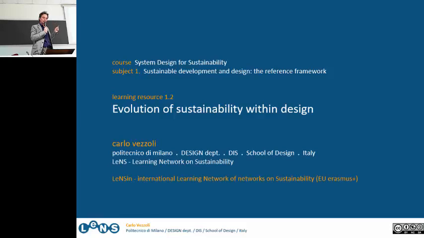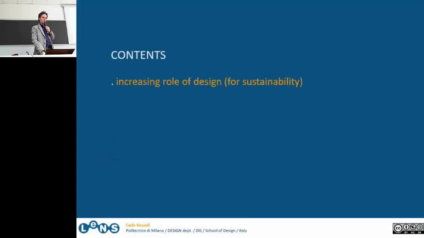But before going into the topic of our core, which is system design for sustainability, I want to tell you something about the history of design over the years: history of design research, design education, and design practice when dealing with sustainable development. I will show you at the beginning how the role of design has increased over the years, your role basically, and then I will speak about this evolution.